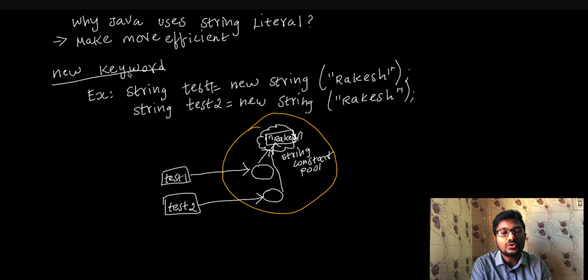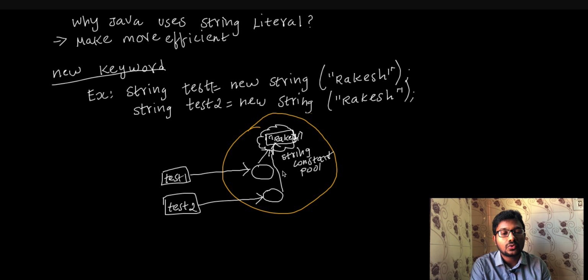When it comes to the new keyword, it will create a new object every time we execute this kind of syntax. Here new is the important keyword. Whenever you type the new keyword, it will create a new object, even though the same data already exists. So the performance would be degraded a little bit when compared to string literal.